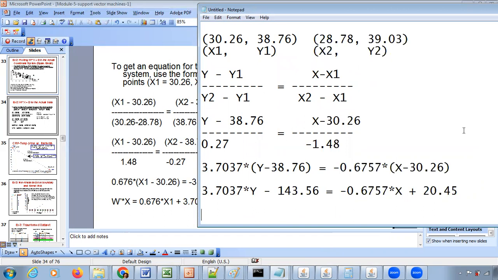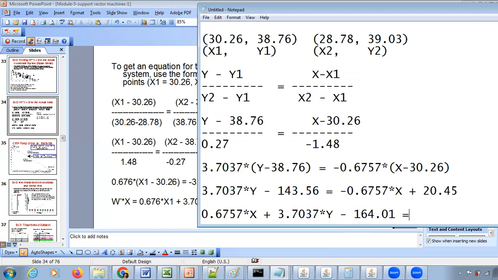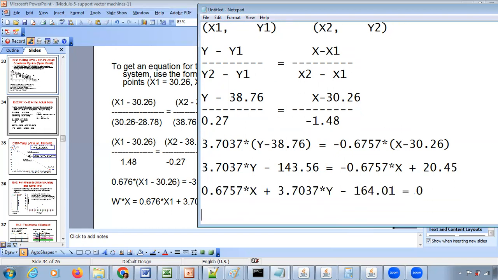So bring these two to this side. So this will become 0.6757 times x plus this 3.7037 times y. Then this is already a minus, and if this comes to the left side, this becomes a minus as well. So it's going to be a minus 143.56 and 20.45. So both add up, negative 164.01 equals 0. That's the equation of the decision boundary.